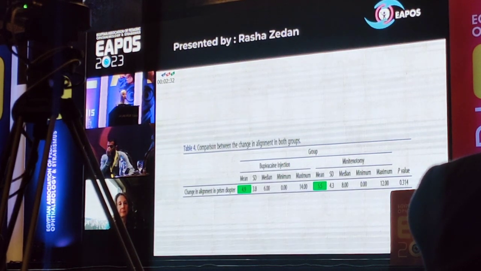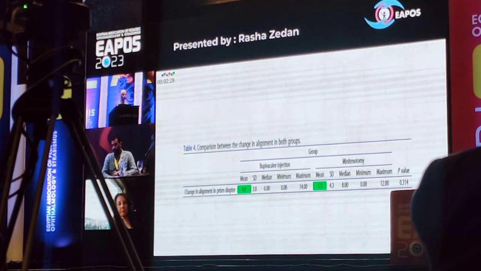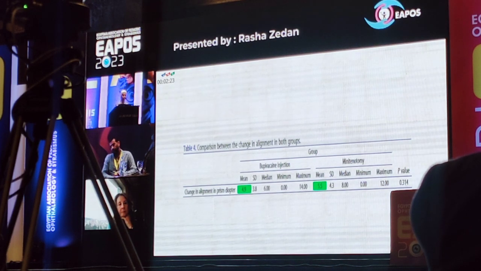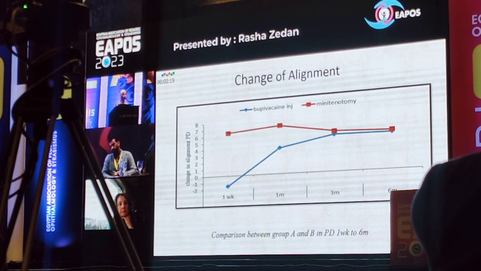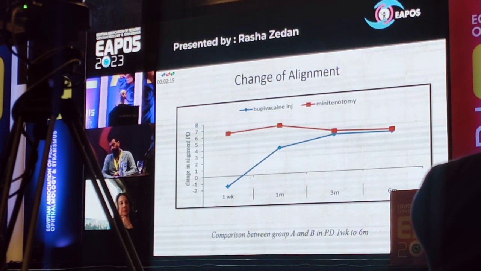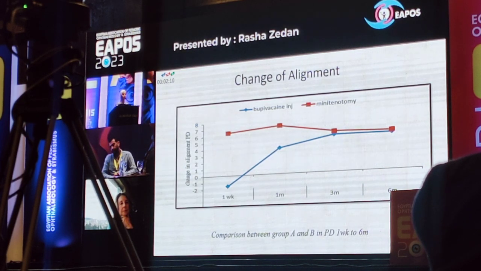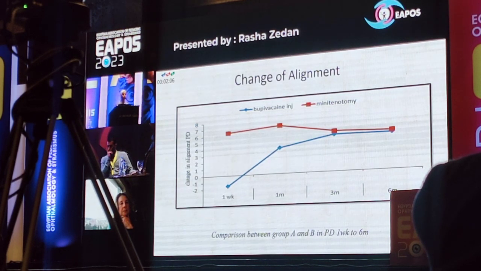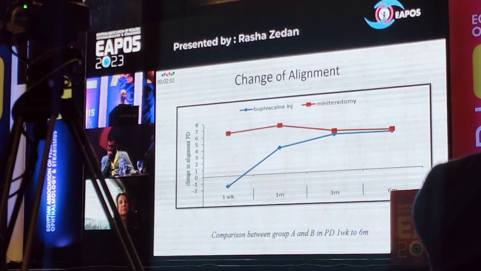In the comparison between both groups, we found that both bupivacaine and mini tenotomy can correct alignment by approximately 5 prism diopters. We also compared from the first week to 6 months between bupivacaine and mini tenotomy, and we found that bupivacaine had a worsening of alignment in the first week, but this was owed to the myotoxic response. But the regeneration allowed marked improvement, so that both groups had comparable results at the end of 6 months.